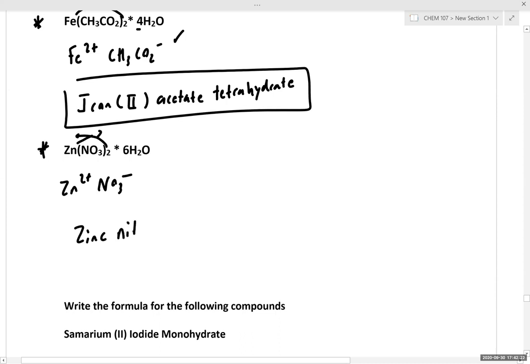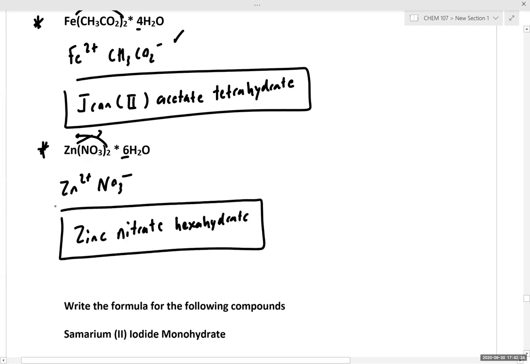I then write my name for the polyatomic ion, which is nitrate. And I have 6 water molecules, so I call this hexahydrate. So this would be zinc nitrate hexahydrate. Does this make sense to everyone?